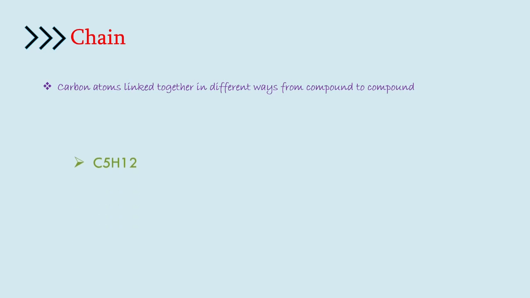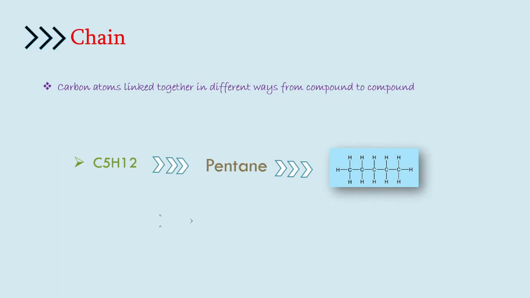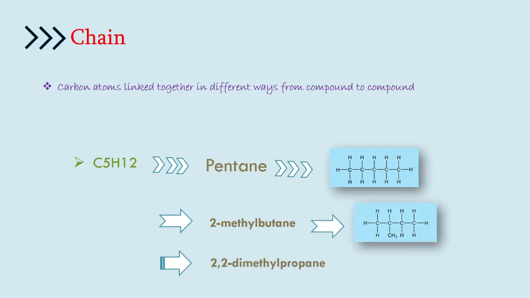How? Let's take this example. If the organic compound has this molecular formula, C5H12. Okay. As we know, C5H12 means pentane. So pentane is a chain consisting of 5 carbon atoms and 12 hydrogens. Now according to the meaning of chain, we can form several compounds from C5H12 other than pentane, like 2-methylbutane and 2,2-dimethylpropane. So all these compounds have the same molecular formula, which is C5H12, but different structures.